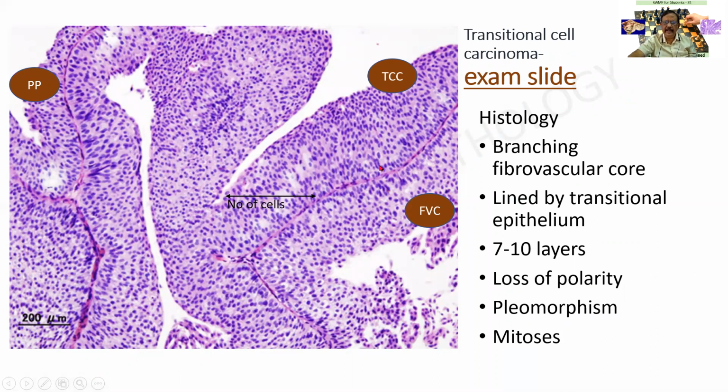It is a transitional cell carcinoma. Transitional epithelium is the epithelium of the bladder. So there is a branching fibrovascular core. Look at this line over here, delicate line, mildly red in color because of the fibrovascular stroma. And these are all the tumor cells which can be 7 to 10 layers or even more. In this I am finding little more number. There is a loss of polarity, pleomorphism and mitosis. These are all features of a malignant transformation. So let us see transitional cell carcinoma, fibrovascular core, and then there is a proliferation of the transitional epithelium or processes.